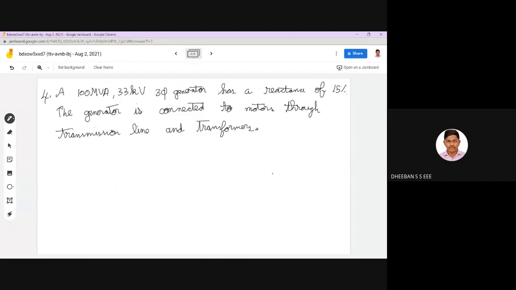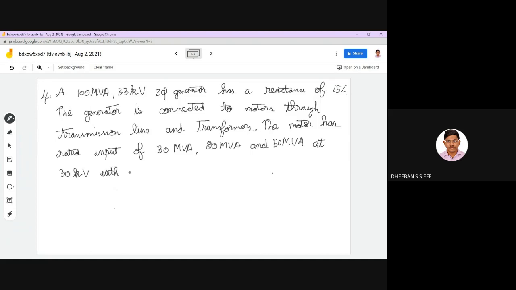Okay, and the motor has rated input of 30 MVA, 20 MVA and 50 MVA. So from this, what you can understand, nearly 3 motors are connected as a load. So the voltage rating is the same. It is at 30 kV with 20% reactance.